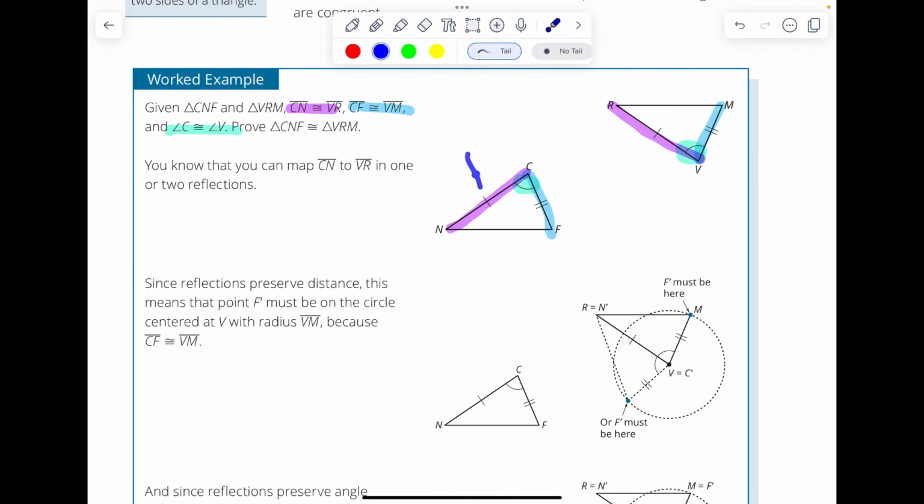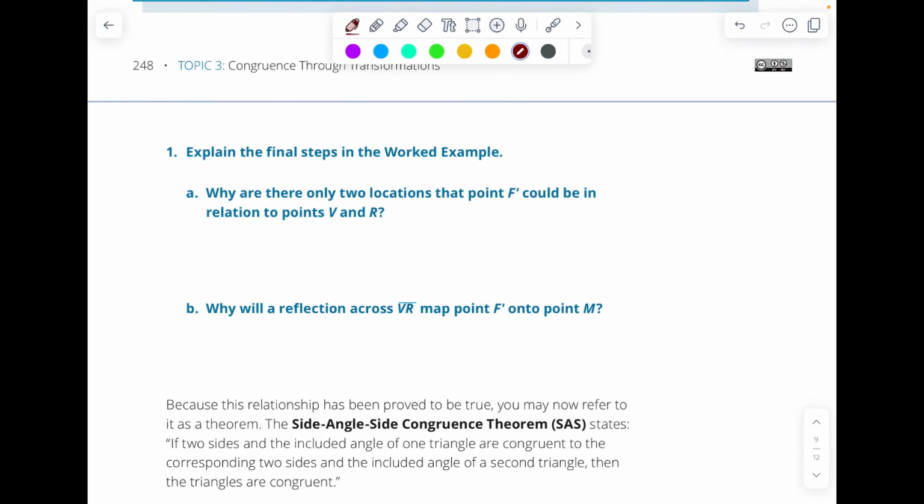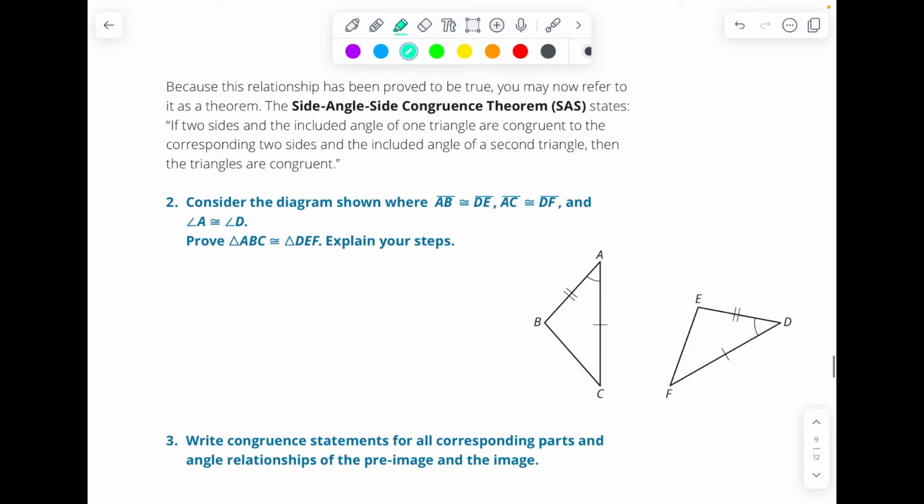So here you can see we got two sides that are congruent, or a side in each triangle that are congruent to each other. We got another side, so that's the other side, and then we have an included angle. That's the angle between the two sides. All right. I'm just going to keep it pushing. Okay, so now we're going to look here. The side angle side congruence theorem states if two sides and the included angle of one triangle are congruent to the corresponding two sides and included angle of the second triangle, then the two triangles are congruent.